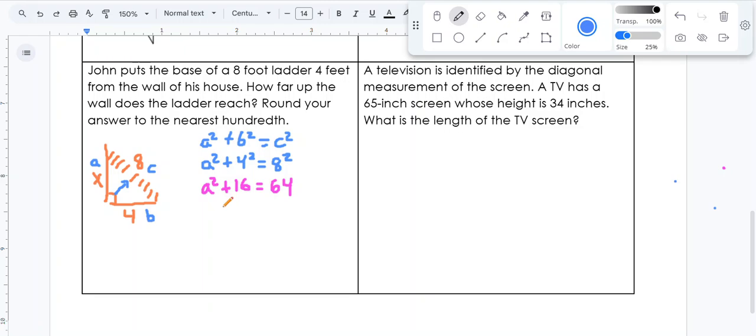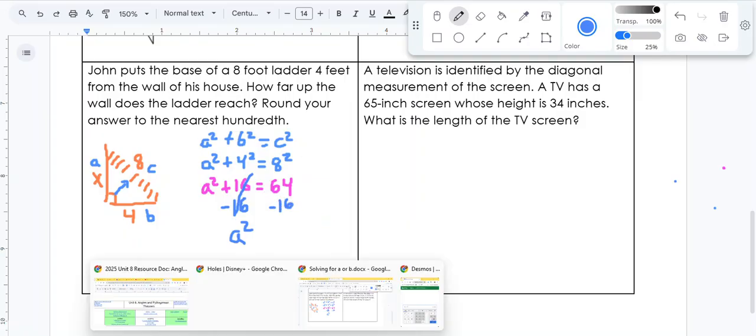So the way I get rid of that 16 is I'm going to do minus 16, because this is getting added to the A right now. So I have to do the opposite to get rid of it and leave me with just A squared. And whatever I do to one side of my equation, I have to do to my other side of my equation. So I'm going to do minus 16 on this side.